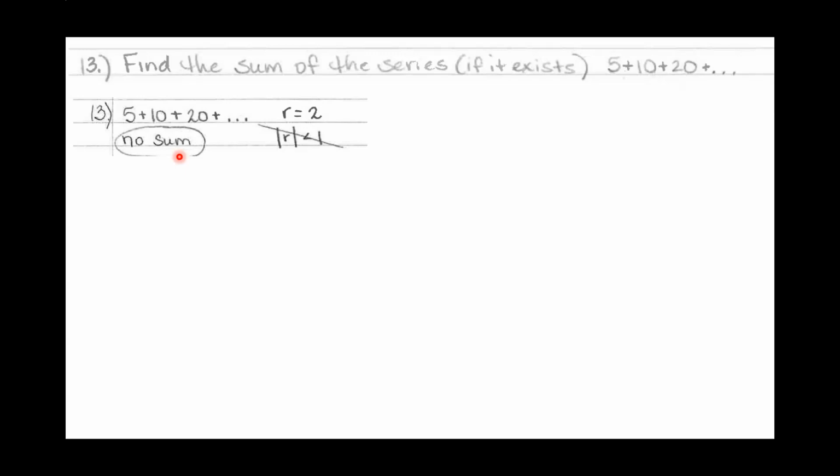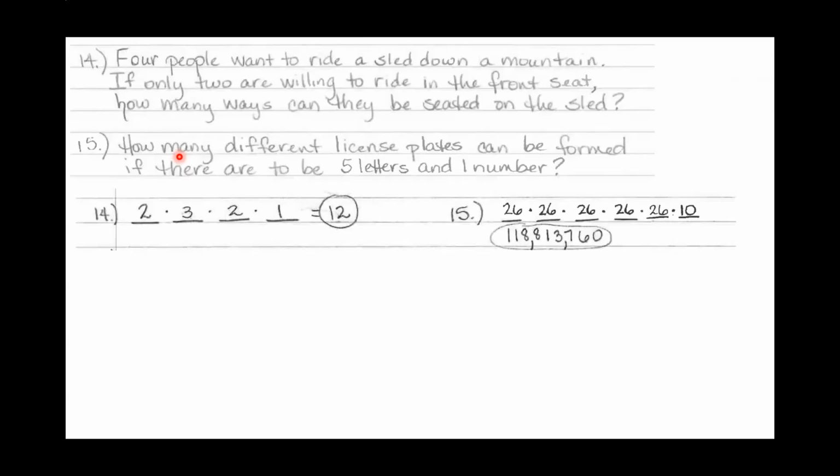And so you can just say no sum or diverges. All right, then for 14, it says 4 people want to ride a sled down a mountain. If only 2 of them are willing to ride in the front seat, how many ways can they be seated on the sled?